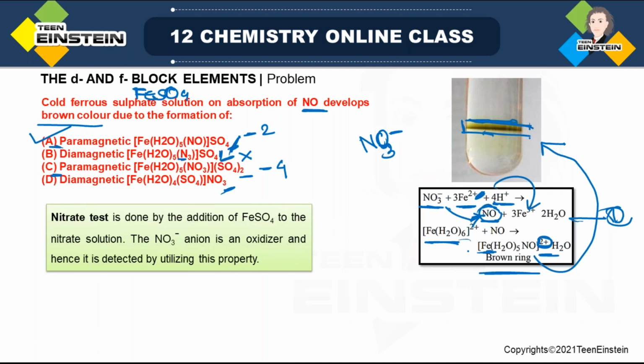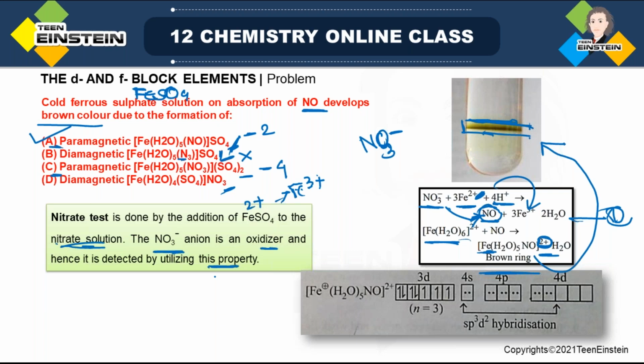The nitrate test is done by the addition of FeSO4 to the nitrate solution, which is basically your sample. If you do not know whether your sample contains NO3, it will be the unknown solution. So you just add FeSO4 to this unknown solution. If NO3- ion is present, it will act as an oxidizer. It will oxidize Fe2+ to Fe3+, and hence it is detected by utilizing this property. As nitrate has oxidizing property, you can utilize that property to do this test.